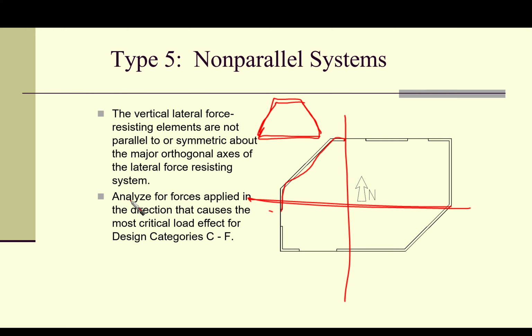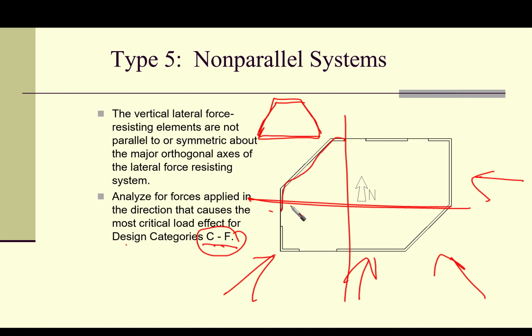So in this case, we need to analyze for forces applied in the direction that causes the most critical load effect for design categories C, D, E, and F. So maybe we can put the earthquake from this direction and this direction. Maybe we need to apply 100% in both directions, as we are going to see in the remedies. Okay, so this is the fifth one.